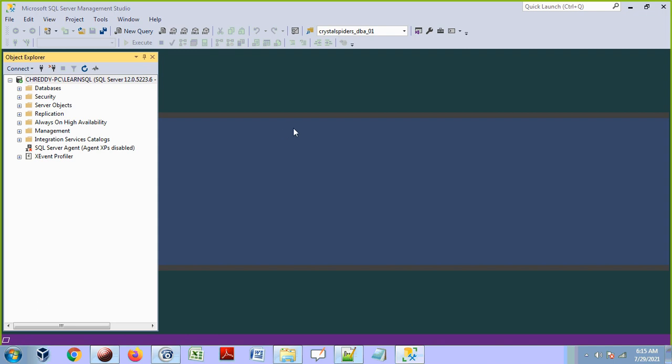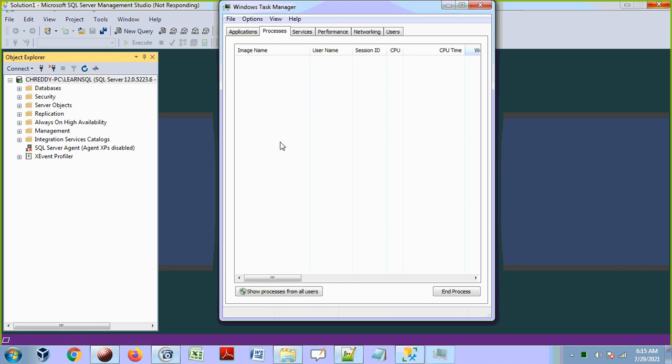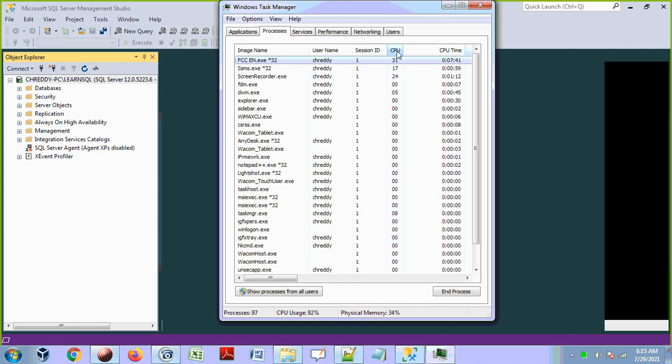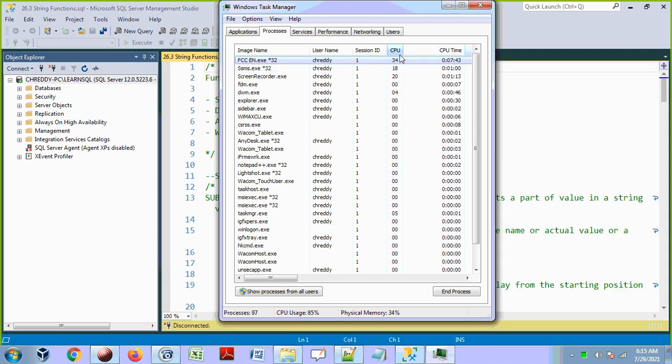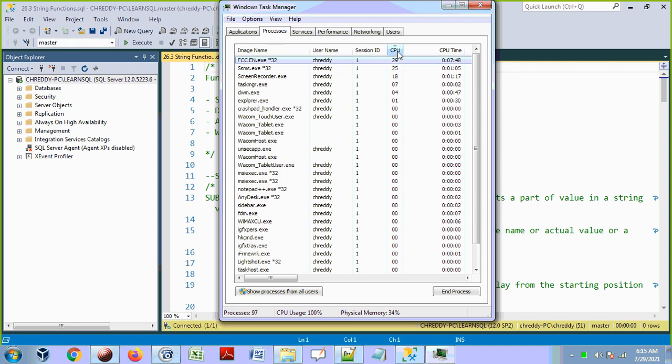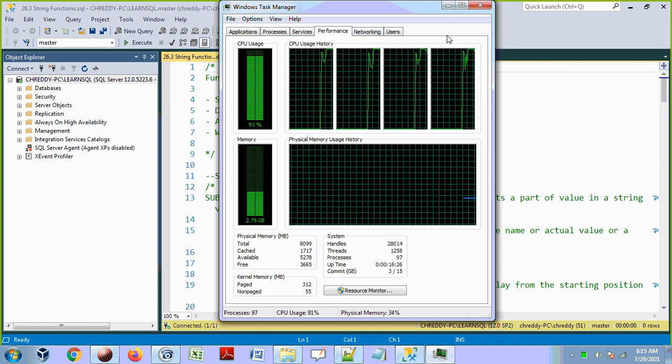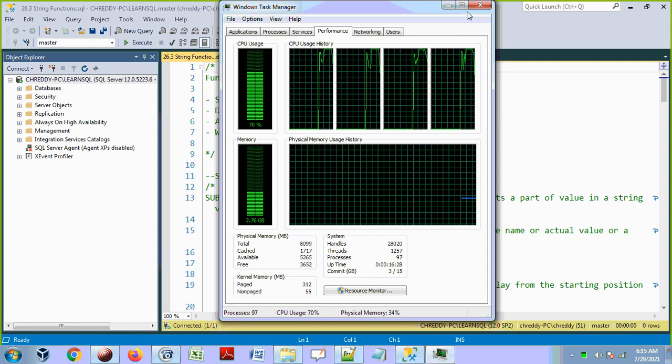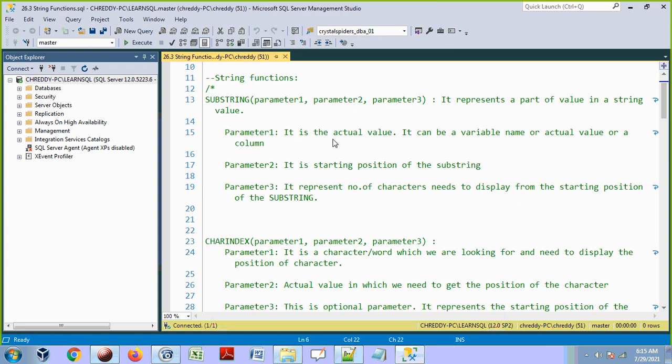So now this is the string function, guys. It is opening. I don't know why the system is becoming slow day by day. I have to work on it. But it is taking more time. Okay guys, let's come back to here.